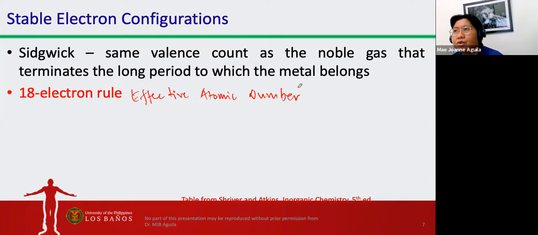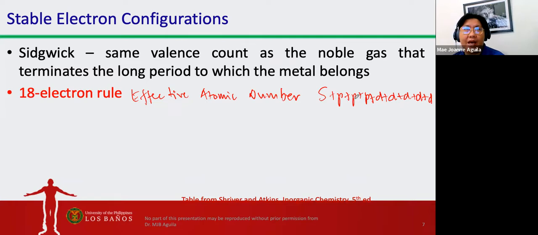Okay, so 18 electrons. Where does the 18 electron come from? If you consider the metal, it should be behaving with the same valence count as the noble gas that terminates in the period. That would mean it should have the s orbital filled plus all the p orbitals filled, and then all the d orbitals filled. So 1, 2, 3, 4, 5, 6, 7, 8, 9 orbitals with 2 electrons each. That's why it is 18.